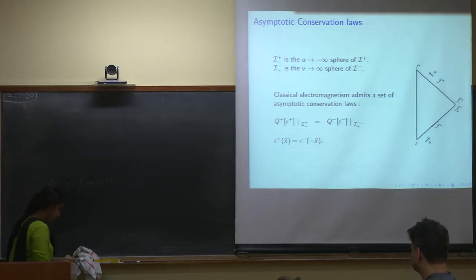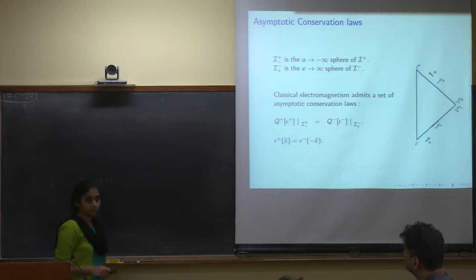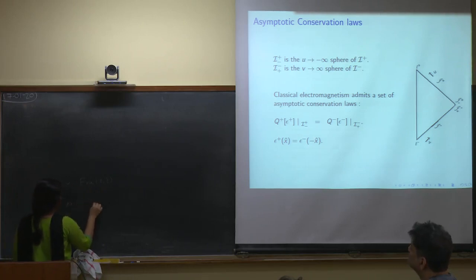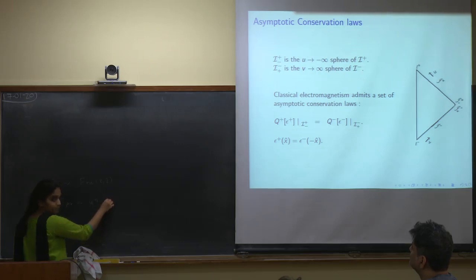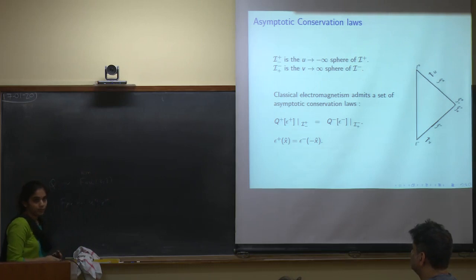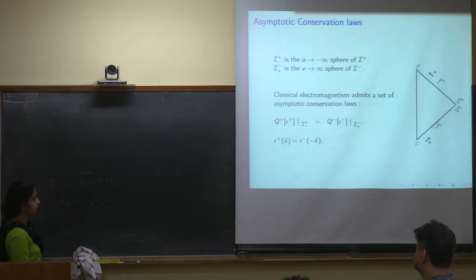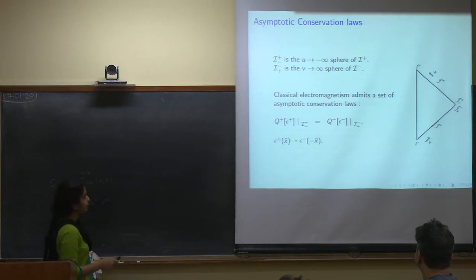Now what one can do is just study this. So this is a particular fall off in u also. In general F mu nu will have u to the power n, r to the power m, so this will be some particular n, m. What is done is you take this data at chi minus plus, and then you can evolve it using Maxwell's equations, and this kind of conservation law can be proved. So in classical electromagnetism, in the classical theory, you can actually prove these kinds of conservation laws.